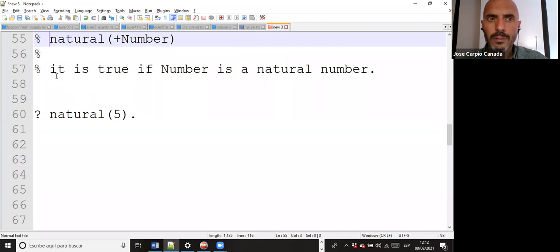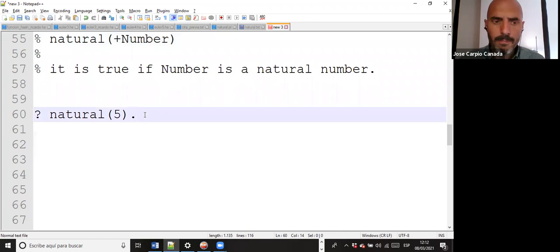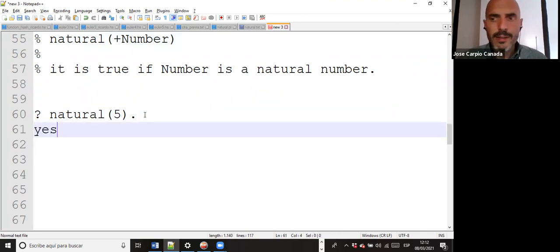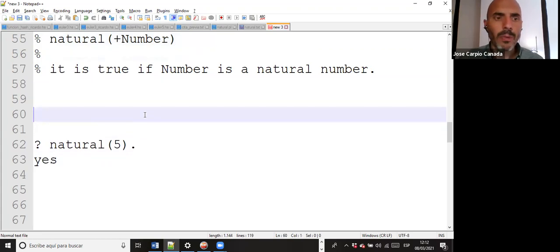What do you think? Is number 5 natural? Natural number? Prolog says yes. Okay, it's a natural number. Okay, let's go create this program.